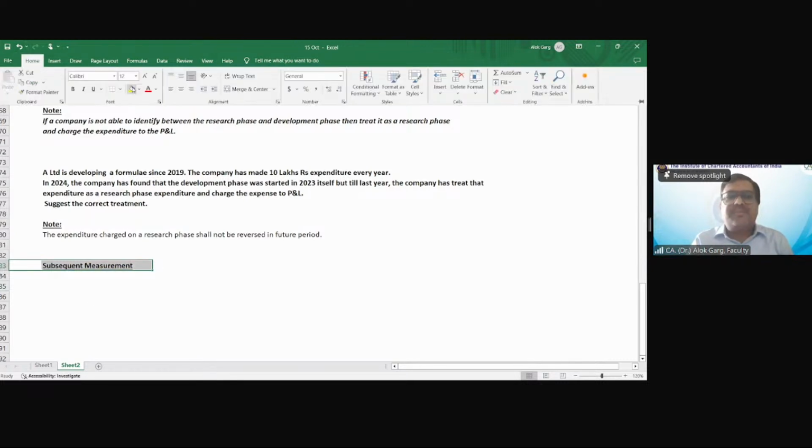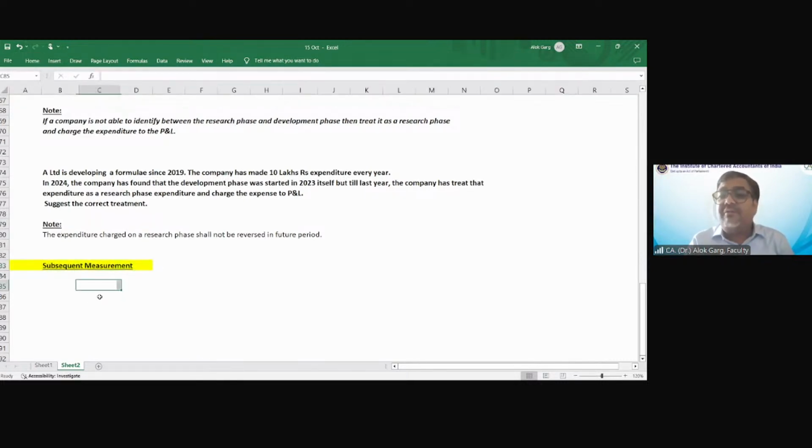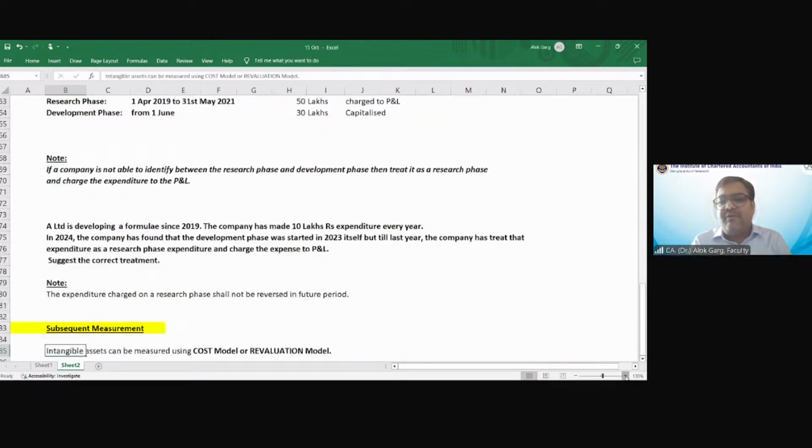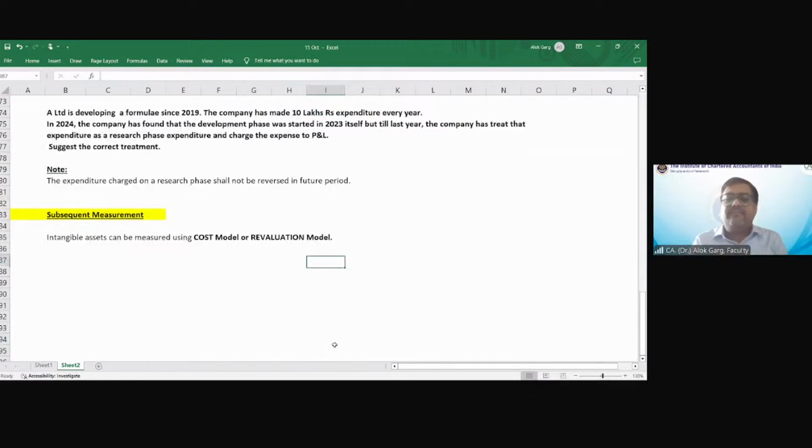So let's talk about subsequent measurement, right? And friends, here we are just revising the concept of Ind AS 16, the 100% revision of Ind AS 16 that we covered earlier. An intangible asset can be measured subsequently either using the cost model or using the revaluation model. What is meant by cost model? What is meant by revaluation model? We'll discuss that, but before that, let's discuss some concepts.